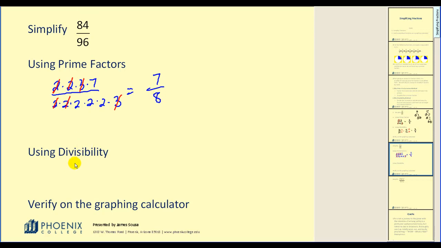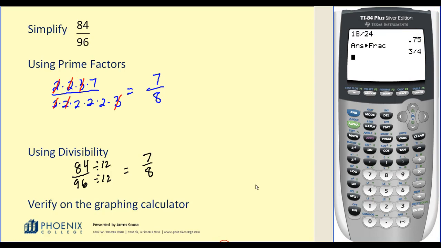Again, using the divisibility method, you really have to know your multiplication tables well. And if you can look at both of these and say, oh, I know they're both divisible by 12, it would be faster, and the result, of course, would be the same. Going back to the graphing calculator for a moment, I'll type in 84 divided by 96, hit enter. That gives me the decimal. Now if I hit math, enter, enter, that verifies my answer as 7/8.